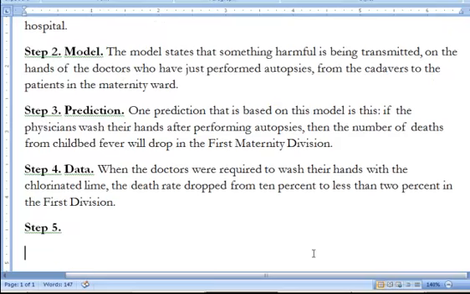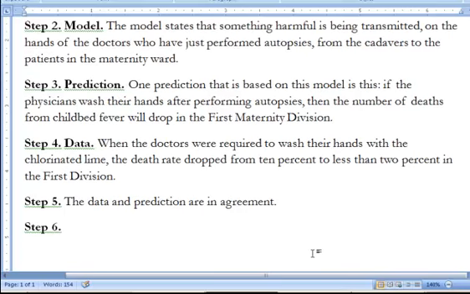Okay, so that's the data, and of course the data and prediction agree with each other. So exactly what we expected to find is what we did find. Now in step 6, recall that the first thing we always ask ourselves is, is there any other explanation for the data, which in this case is the drop in death rate after the hand washing? Now we can notice that there are other explanations for that data. So we can have something like this.